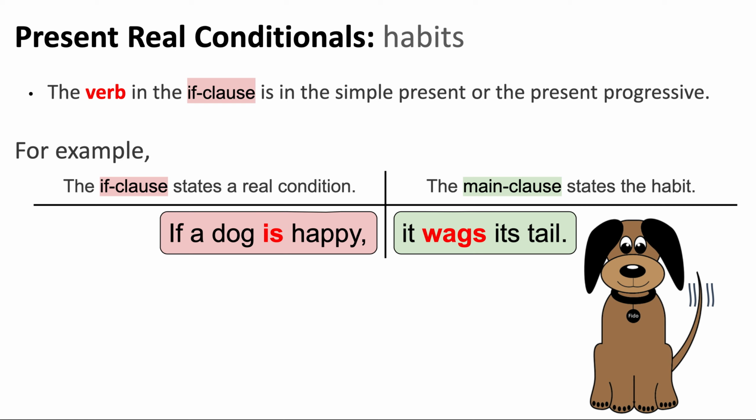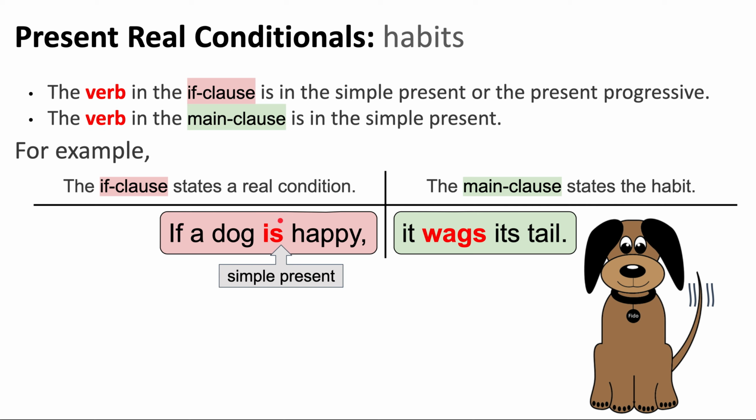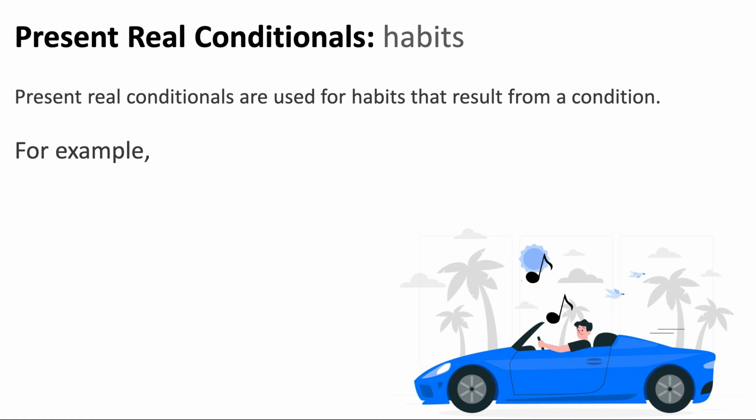Now let's look at the form. The verb in the if clause can be in the simple present or the present progressive. Here, is in the simple present. The verb in the main clause has to be in the simple present. Here, wags.